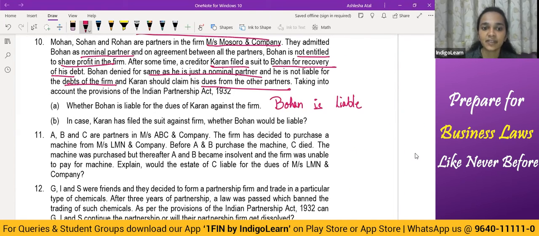In case Karan has filed the suit against the firm, would Bohan be liable? The answer would still remain the same. Even if Karan has filed a suit against the firm, Bohan would still be liable. Let's have a look at the answer.